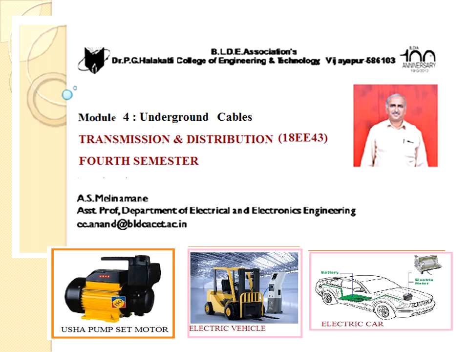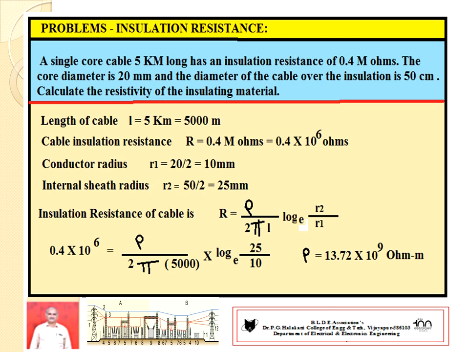Good afternoon, students. In previous weeks, we have seen some important problems on calculation of insulation resistance and capacitance of given cables. A single core cable 5 km long has an insulation resistance of 0.4 mega ohms. The core diameter is 20 mm and the diameter of cable over the insulation is 50 centimeter. Calculate the resistivity of insulating material.